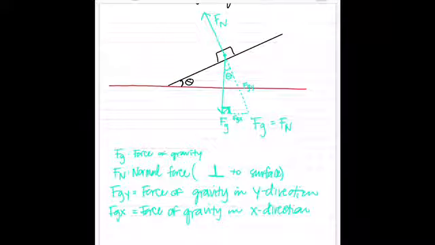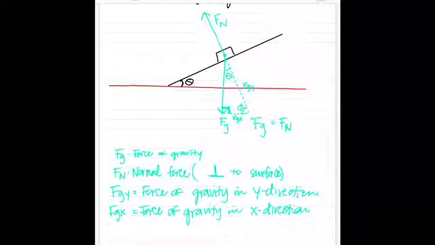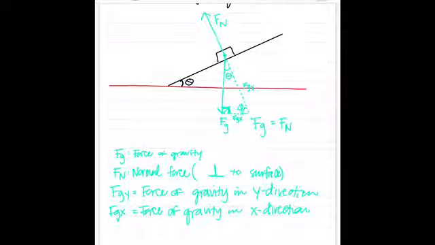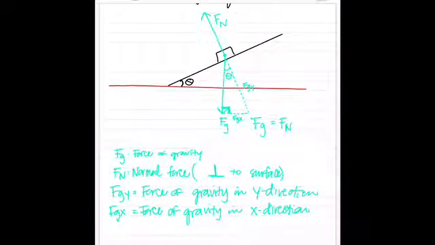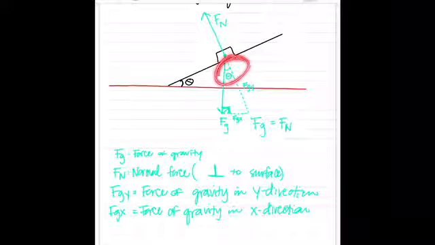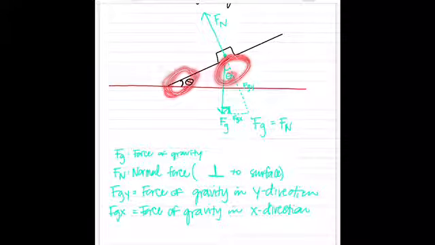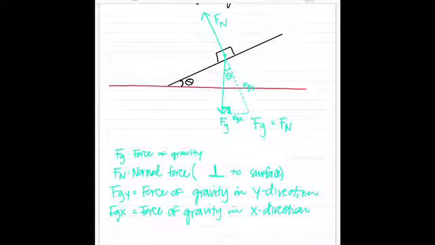Now, there is a third angle that we may talk about, and that's this angle here. That's going to be angle phi. But we're not going to deal with that angle right now. We don't need to discuss that. But these two angles are the same. They're both theta. For now, that's all you've really got to know at this point.